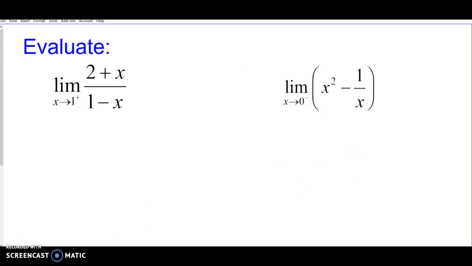Just some good review. Okay, now we're going to evaluate, and we're looking for descriptive limits here. So what I'd like you to do is try this on your own first, and then we'll talk about this together. So go ahead, put me on pause.